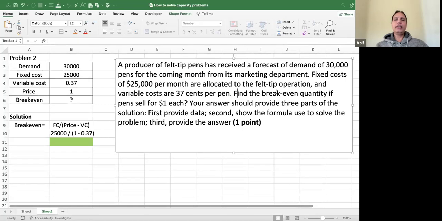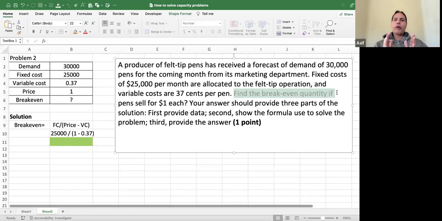And we have to find the break even quantity if pens sell for $1 each. So that's another element, that's $1, that's a price. And we have to calculate break even point. And as you know, break even point is the point at which your revenues and your cost are equal. So break even means the quantity, and a break even is not the dollar amount, it's the unit amount. So for example, the number of pens.